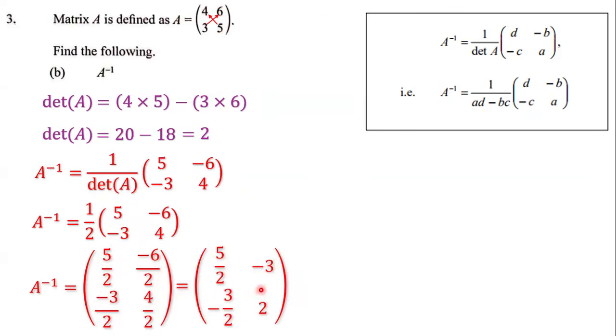We have negative 3 over 2, which is negative 3 over 2. We have 4 divided by 2, and 4 divided by 2 is simply 2. So A inverse is going to be equal to this particular matrix.